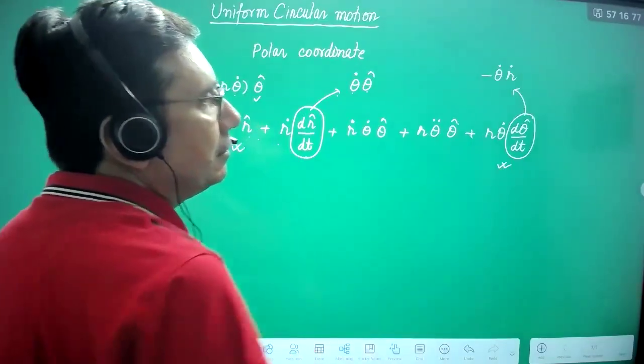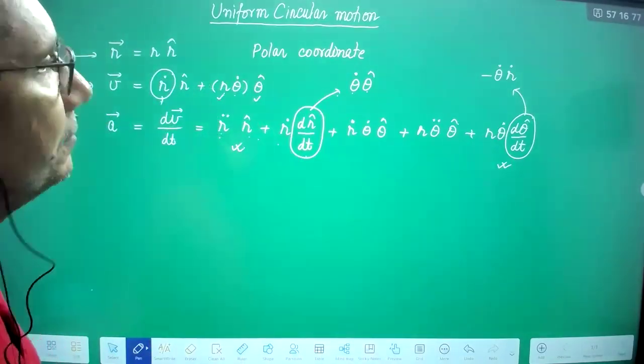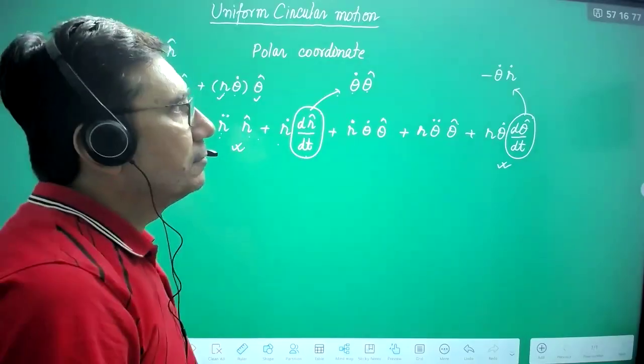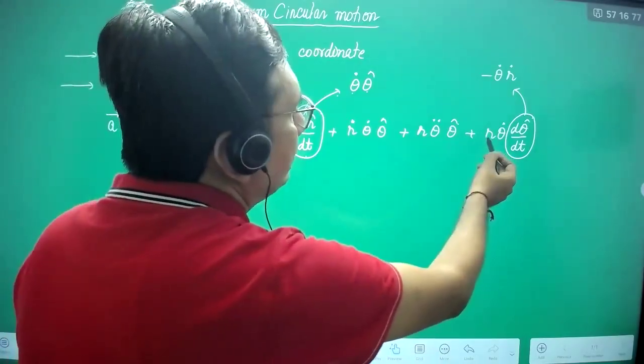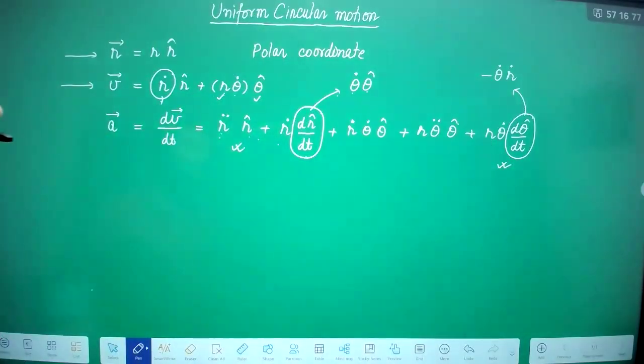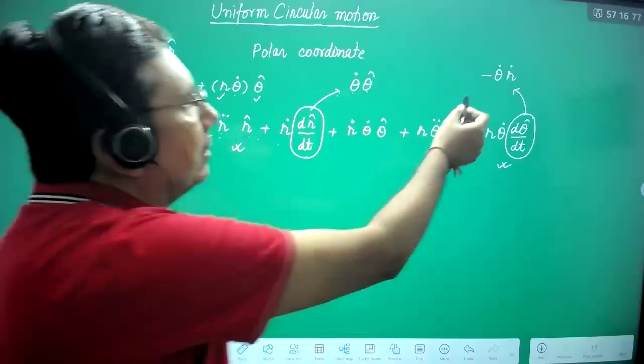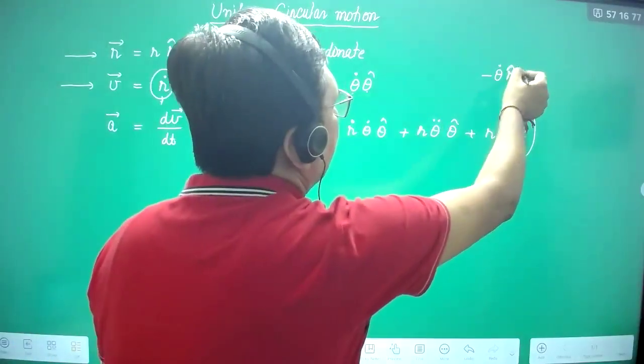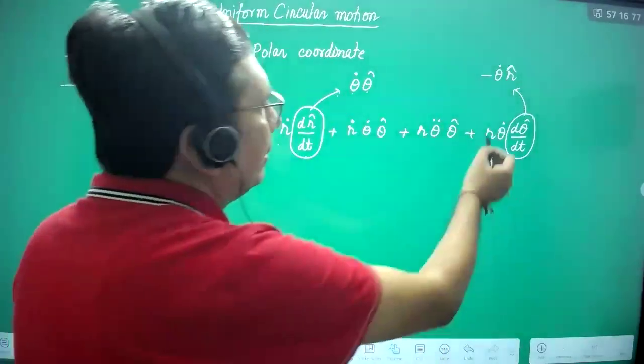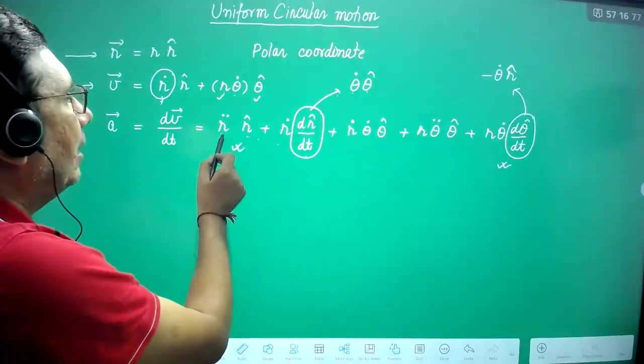Theta dot R cap. Yes, beta. So minus theta dot R cap will come automatically. Where? So d theta cap by dt, so this is minus, this will be R cap. Okay, you are correct. This will be R cap. So here this is R cap, R double dot.